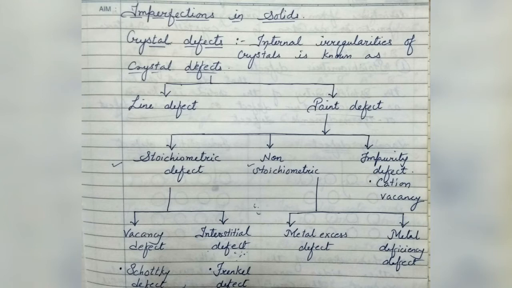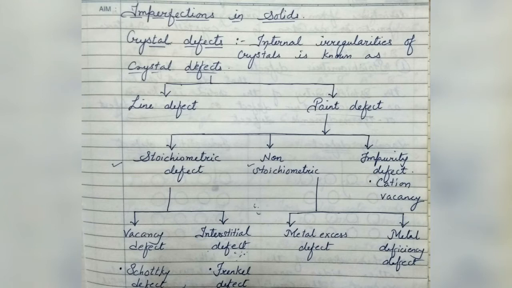So first of all, crystal defect. What is a crystal defect? Internal irregularities of the crystal is known as crystal defect. Okay, so there is some defect in the crystals. It is classified into two parts: line defect and point defect. So we are going to see what is line defect and what is point defect.